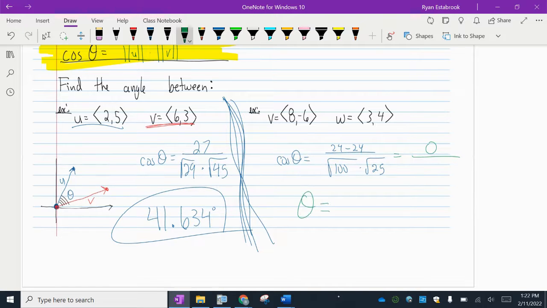So what angle has a cosine equal to 0? So what is the angle between these two vectors? 90 degrees.